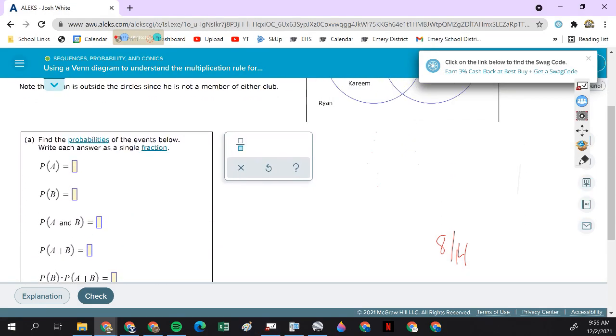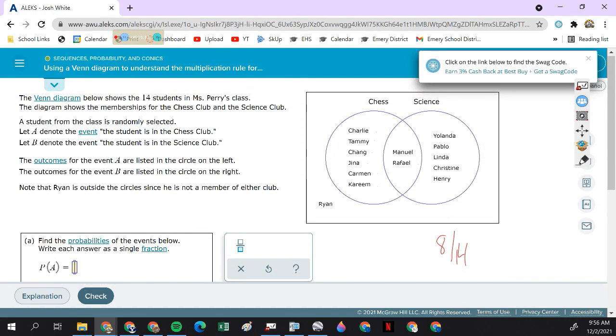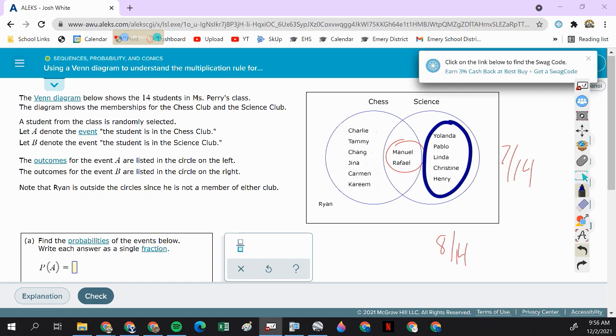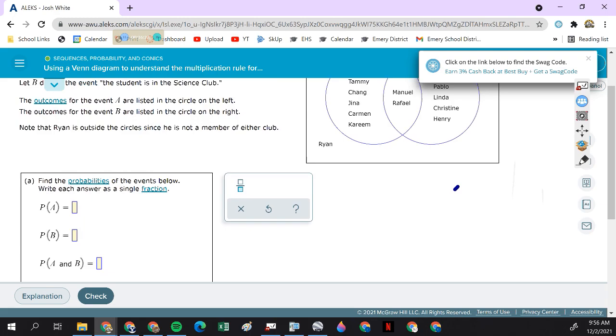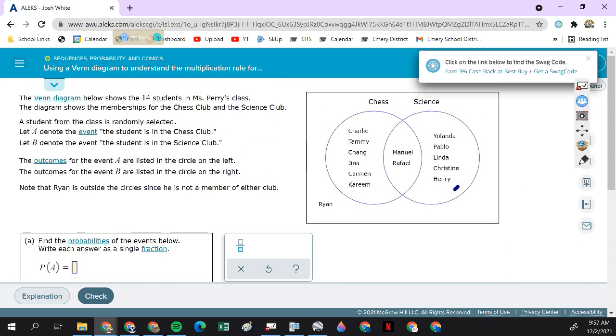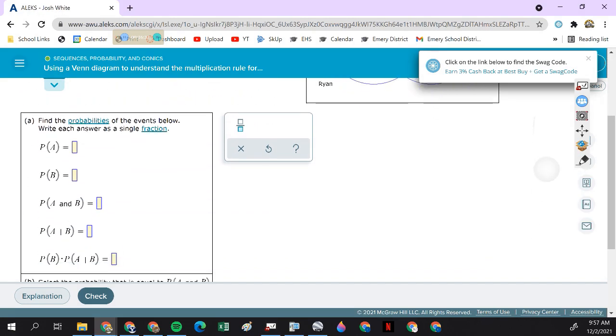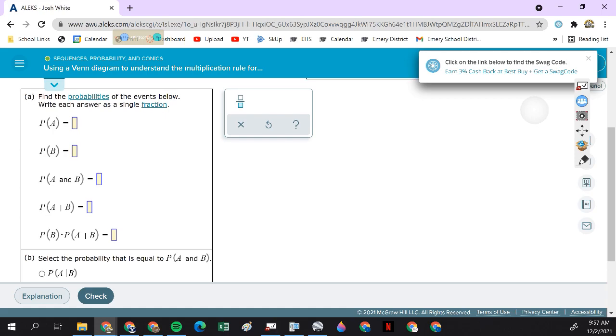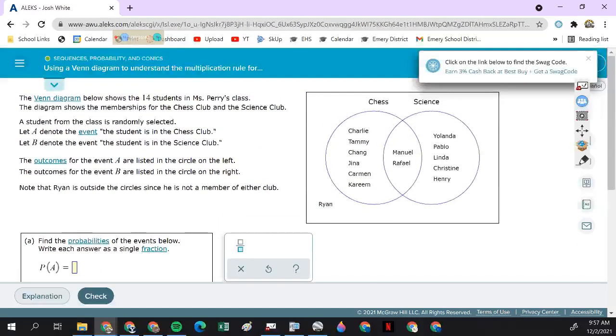All right? What is the probability of B? 1, 2, 3. So those and those, which is 7. 7 out of 14. Okay? What is the probability of A and B? How many people are in chess and science? 2 out of 14. Okay? What is the probability of A given B?